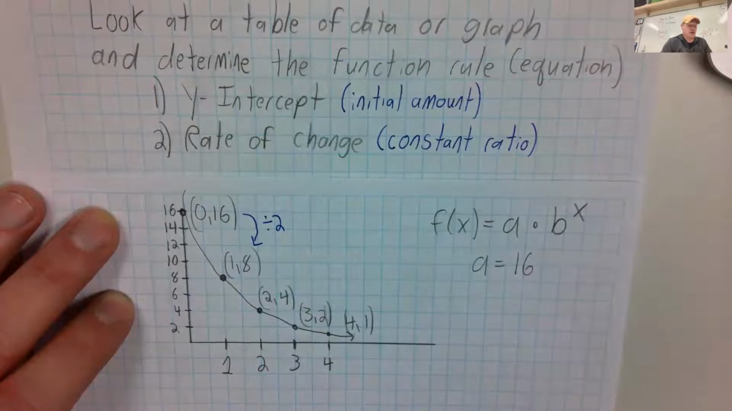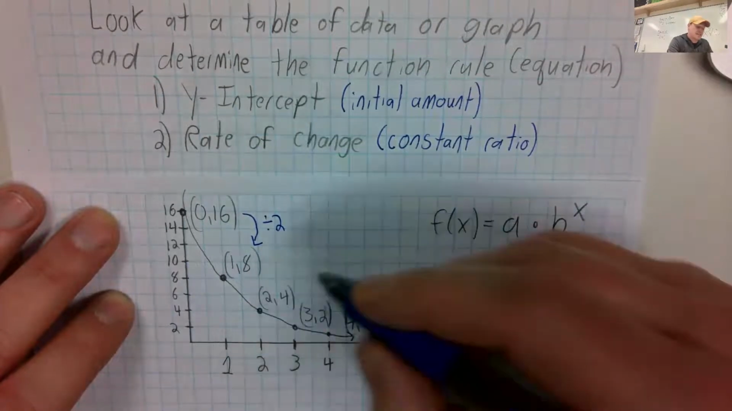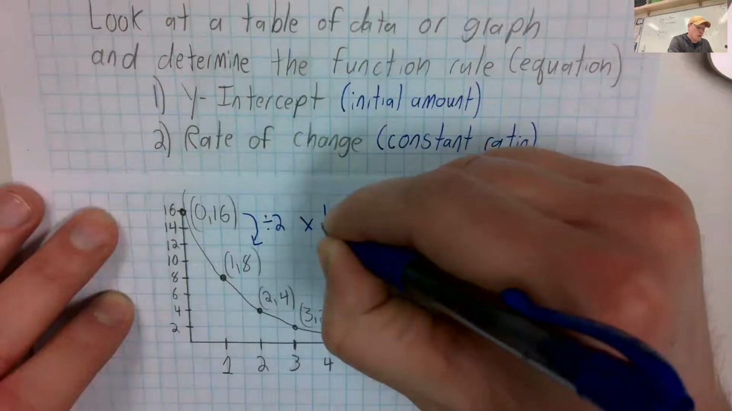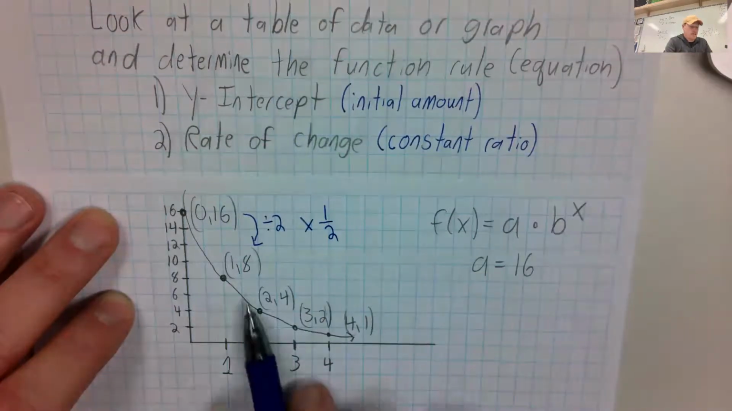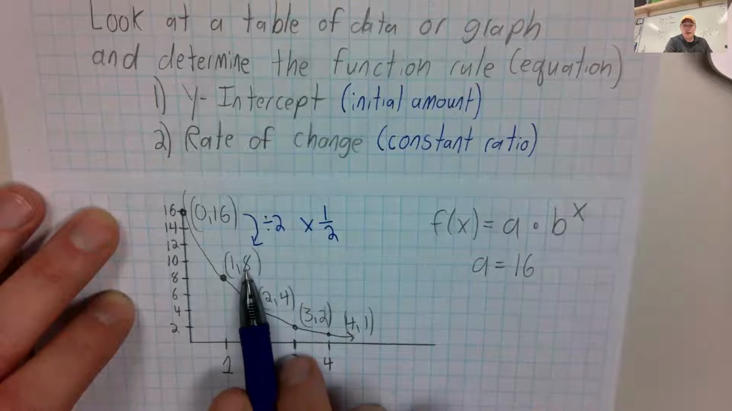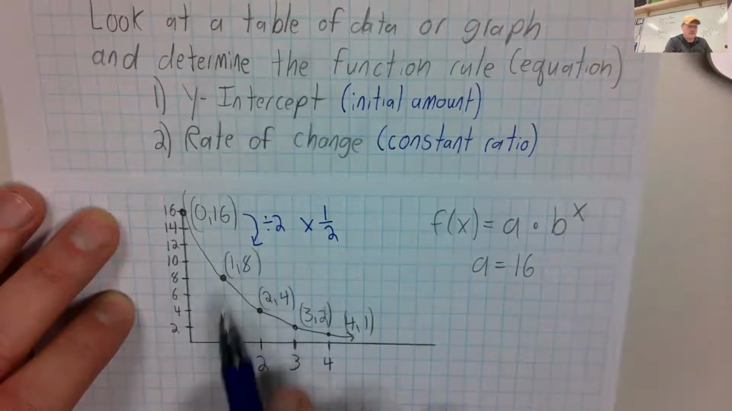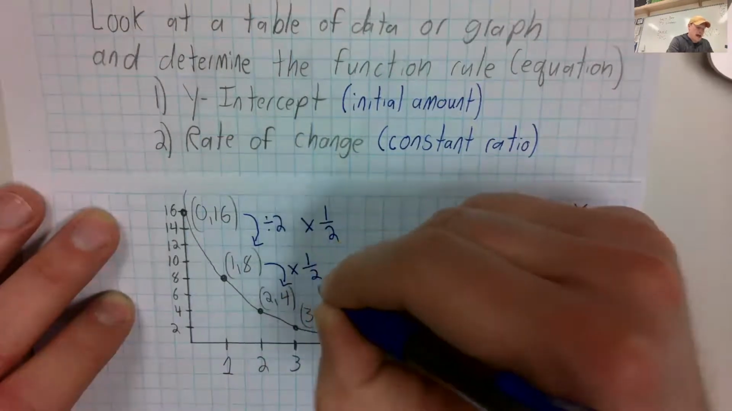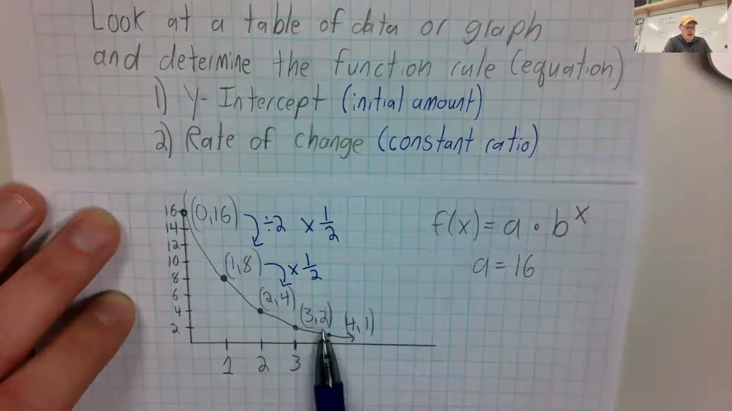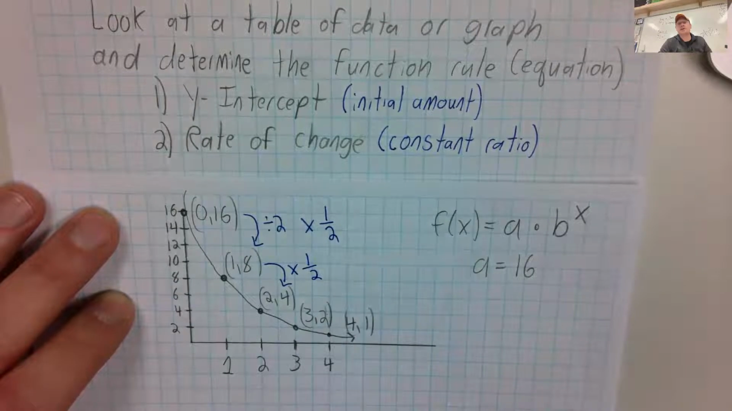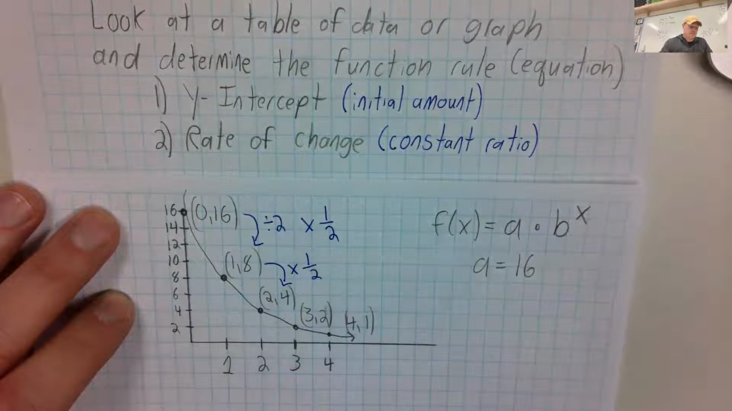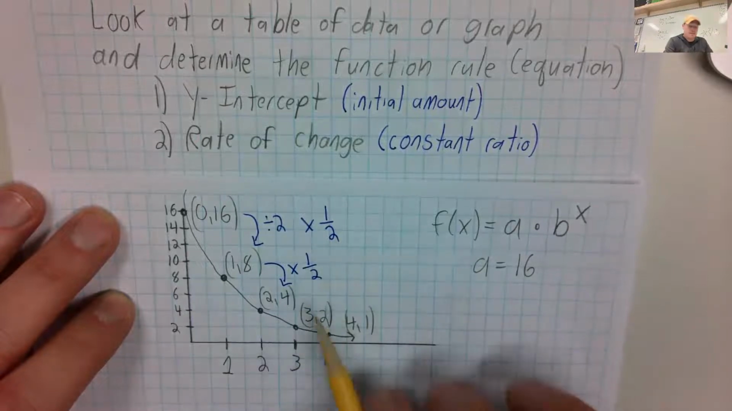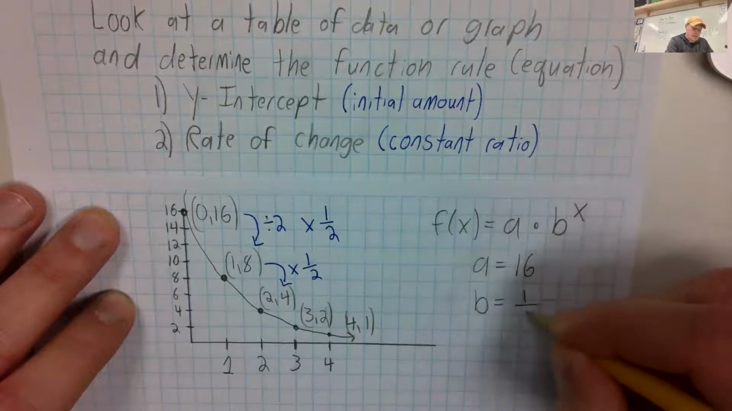And today in class, we talked about how dividing by 2 is the same thing as multiplying by 1/2. And sure enough, that is going to be the same relationship between 8 and 4. 4 is half of 8. So my relationship there, my rate of change, is multiplying by 1/2. And the same is true from 4 to 2 and 2 to 1. Again, I'm looking at those y values and I'm determining the relationship using multiplication. And that relationship is multiplying by 1/2. That number that I'm multiplying by is going to be our b.